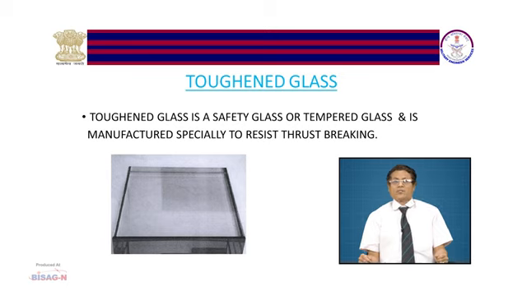Now, next one is toughened glass. Toughened glass is also known as safety or tempered glass. It is a specially processed glass which is manufactured keeping in mind strength and its ability to resist breaking. This type of glass is very tough and does not break easily. Even if it breaks, it breaks into small pieces so that it cannot cause any harm to anybody. Toughened glass is mostly seen in kitchens and shower screens etc.